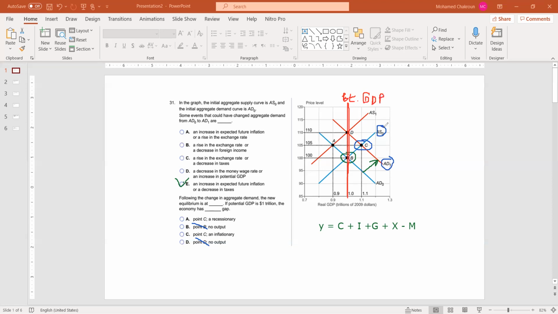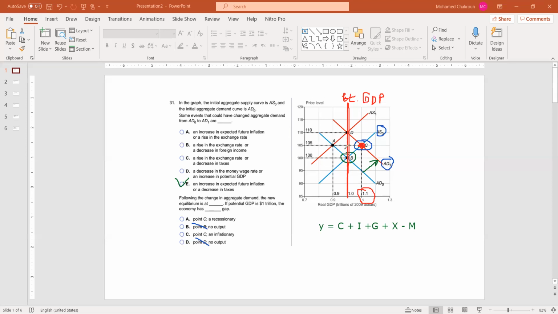So if potential GDP is $1 trillion, the economy has. So remember that the new equilibrium is here. So it's to the right of the vertical line, potential GDP. So at point C, real GDP is equal to 1.1, while potential GDP is equal to 1 trillion. So it's clear that we have an inflationary gap.